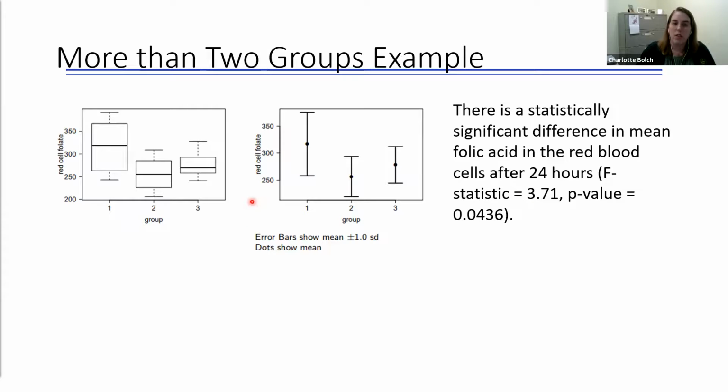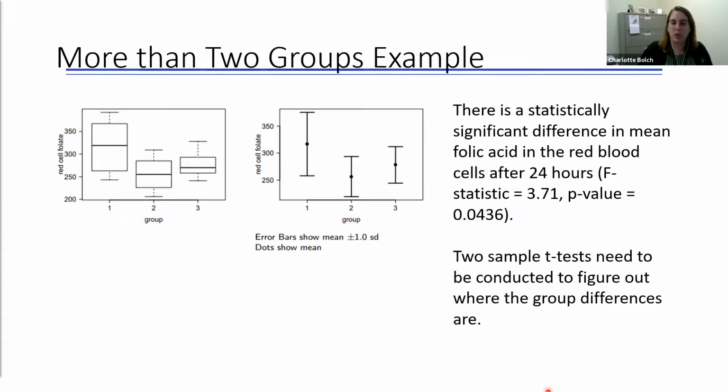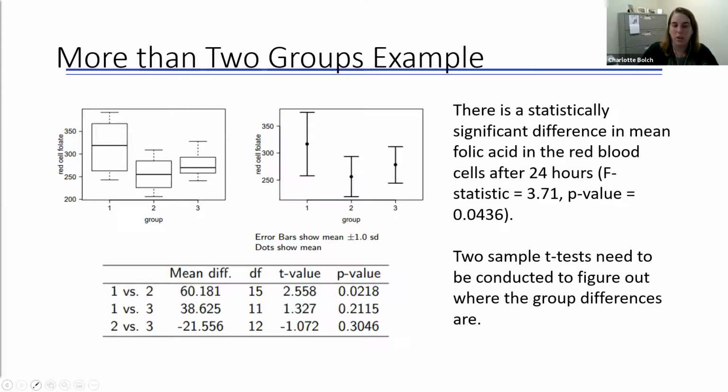From this analysis, they found a statistically significant difference in mean folic acid in the red blood cells after 24 hours. We have a p-value less than 0.05, which indicates that something's happening there. So two-sample t-tests are needed to figure out where those group differences are, and those can be conducted as we talked about previously.